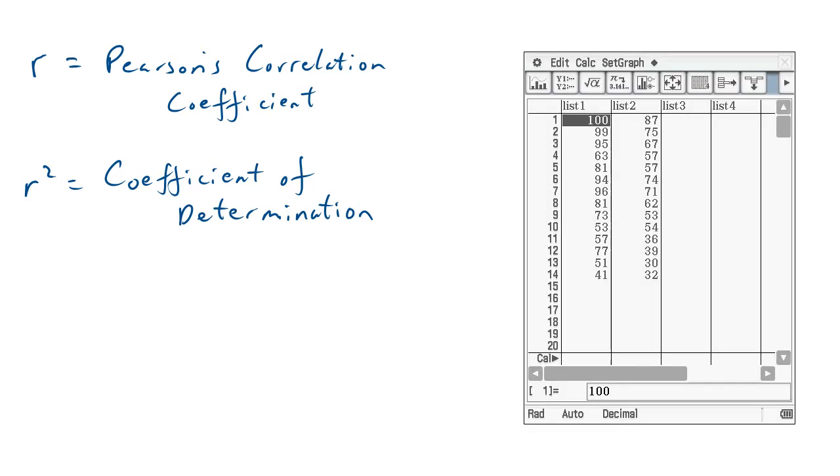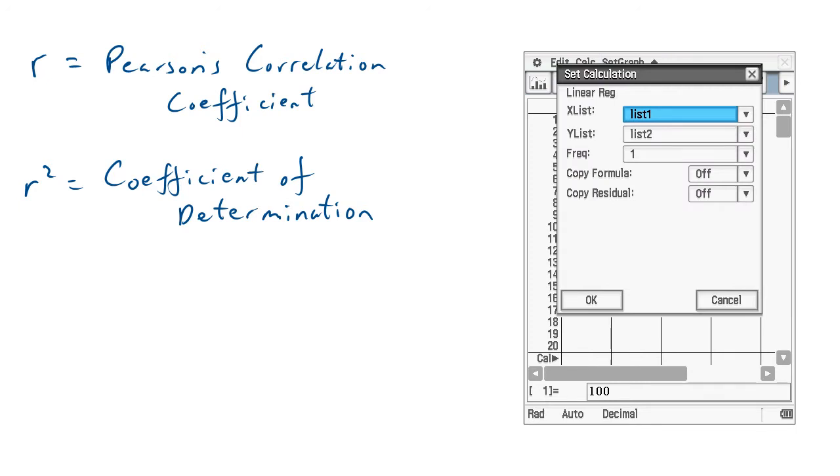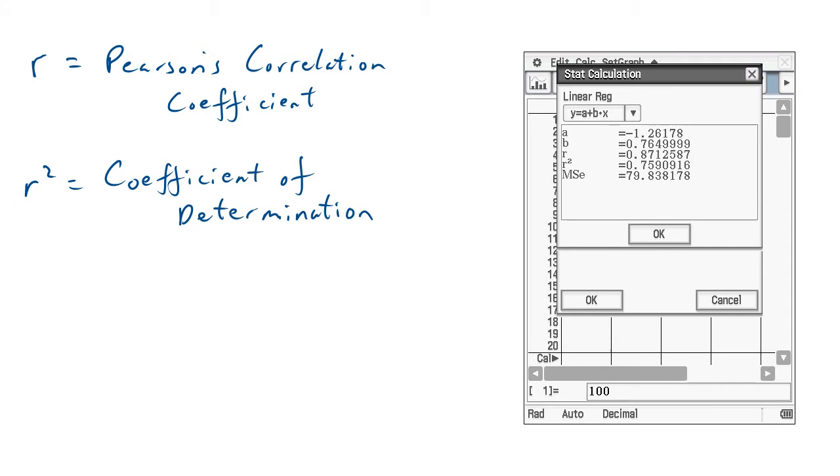So on your calculator, put some data in. This is previous data from a previous question. And then you press calc, regression, linear reg. You make sure you got list 1, list 2 correct. There was a question I did before, if you've been watching all my videos, where the X and Y wasn't obvious. Hopefully I got that answer right. And then we get the R squared, which is actually given to you. So there it is right there.